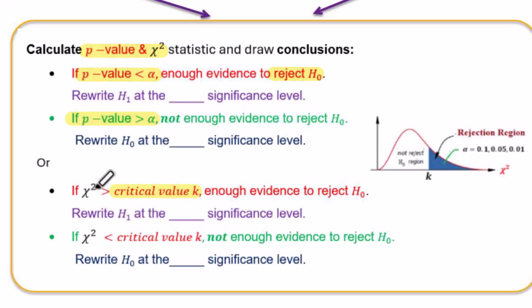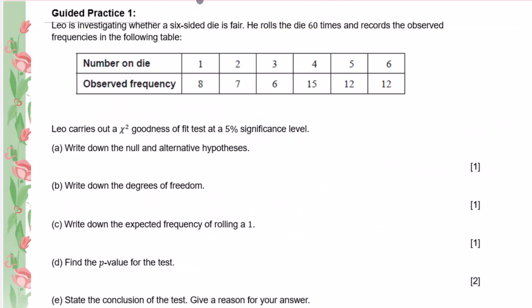If you use the chi-squared statistic, you will compare it to the critical value k. If chi-squared is greater than critical value k, enough evidence to reject H0. Otherwise, not enough evidence to reject H0. You just need to remember this is a less than. Here is a greater than. Reject H0.